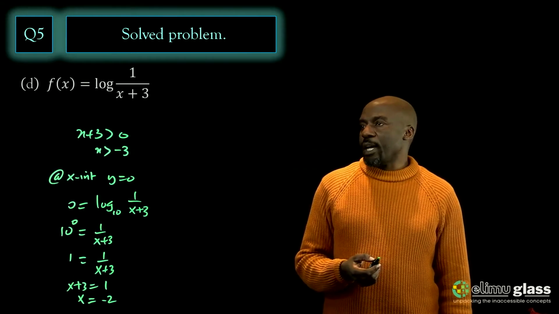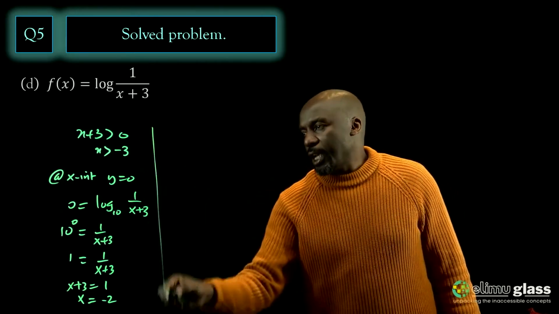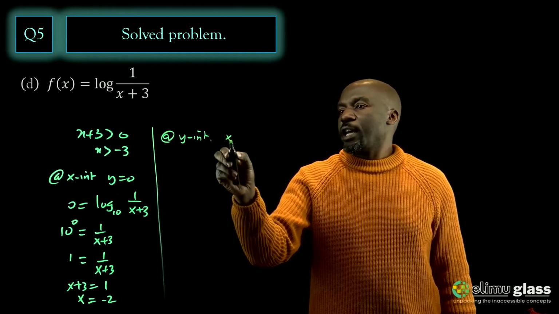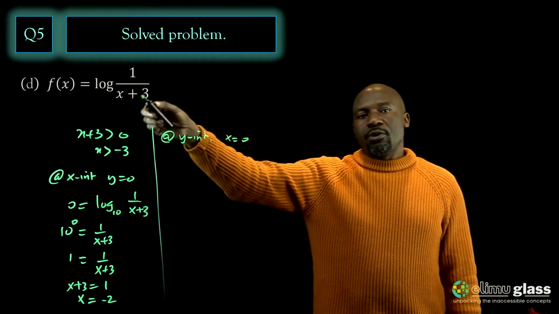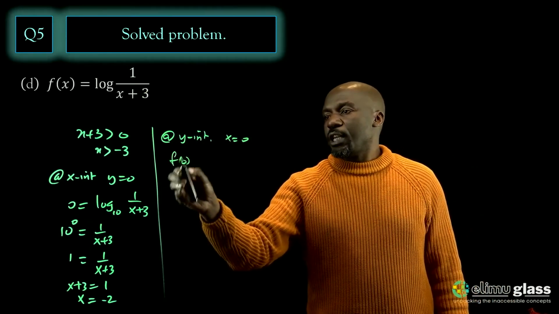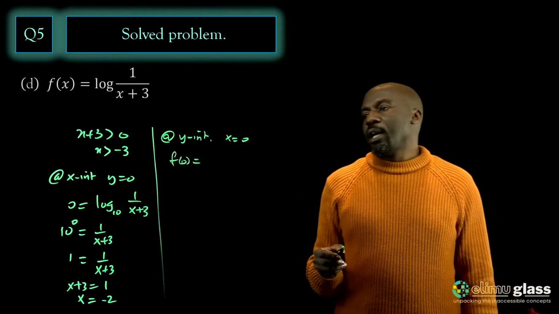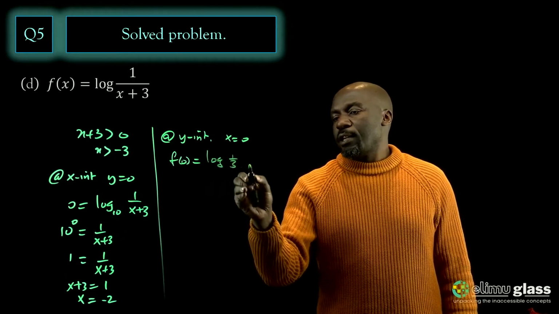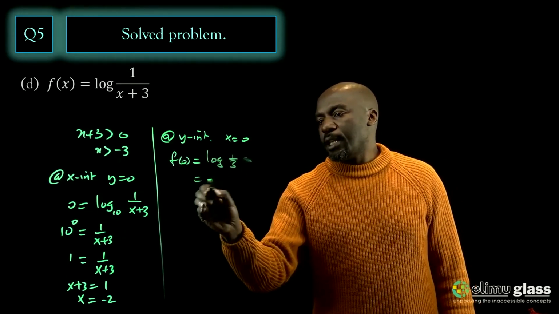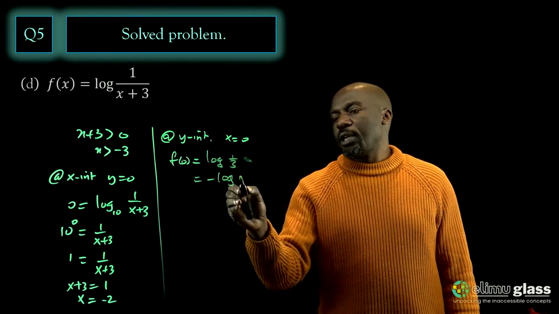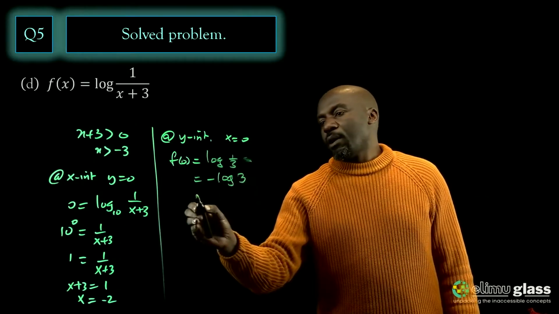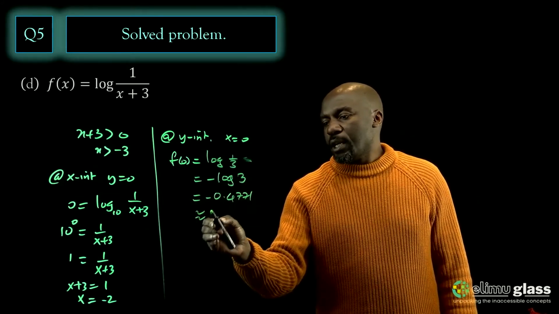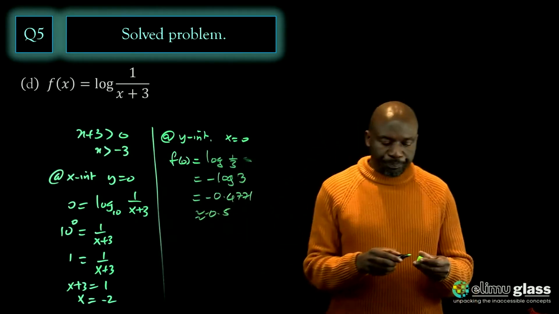Does the graph cross the y-axis? If it does, then we can say the graph crosses the y-axis. So at the y-intercept, x has to be 0. So we substitute 0 there, and we end up with f of 0, the point where the graph crosses the y-axis. The value is log of a third, which is the same thing as negative log of 3. Log to base 10 of 3. Log to base 10 of 3 is 0.4771, approximately 0.5, so negative 0.5.